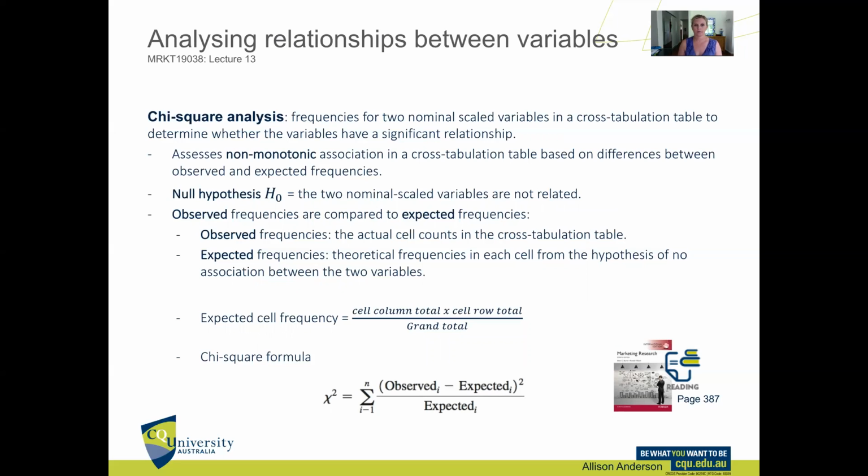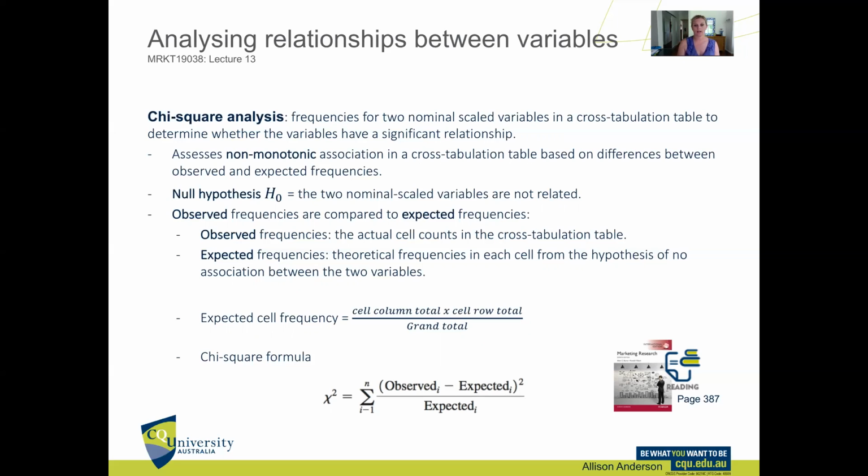Observed frequencies are compared to expected frequencies in chi-square analysis. The observed frequencies are the actual cell counts in the cross-tabulation table, and the expected frequencies are the theoretical frequencies in each cell from the hypothesis of no association between the 2 variables.